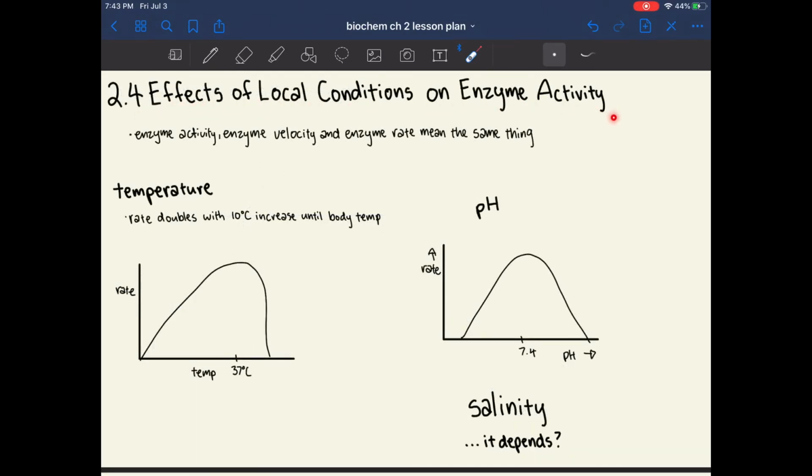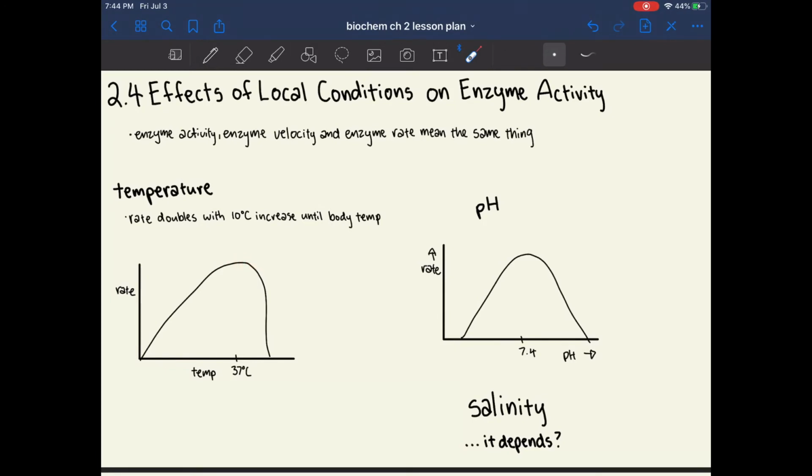Chapter 2.4 is about the effects of local conditions on enzyme activity. As a side note, the words enzyme activity, enzyme velocity, and enzyme rate mean the exact same thing. They mean how fast your enzyme is acting on the substrate in order to create the product. The first factor is temperature. The optimal temperature for enzymes in the human body is body temperature, which is 37 degrees Celsius. If you take the enzymes out of your body and bring them into a lab, you'll find that their rate doubles every time you increase the temperature by 10 degrees Celsius until you reach body temperature.